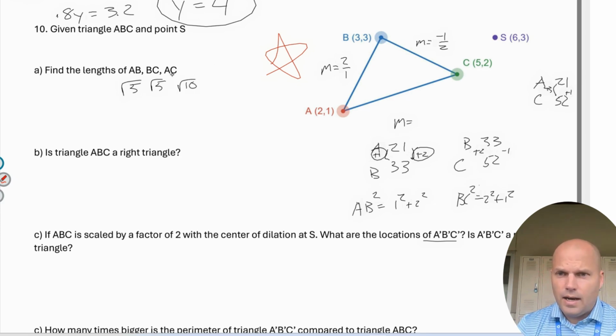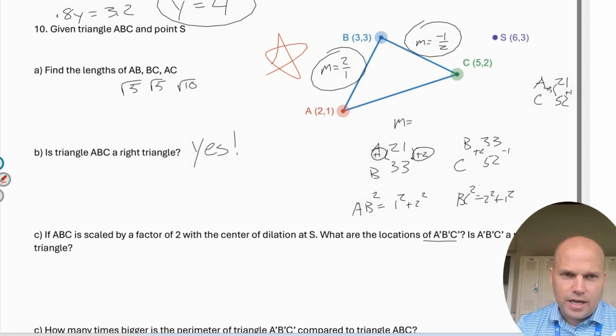Cool. Is ABC a right triangle? Yes. Why? The slopes of these two line segments are opposite reciprocals, which means they must be perpendicular. Perpendicular lines means we must create a right angle. That's important.